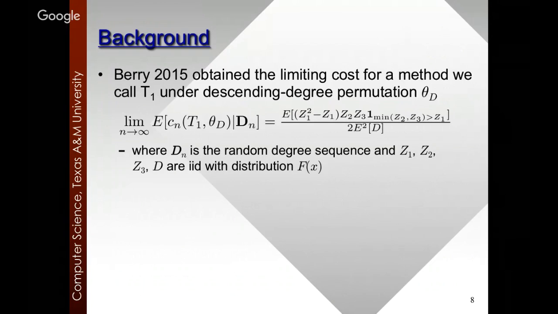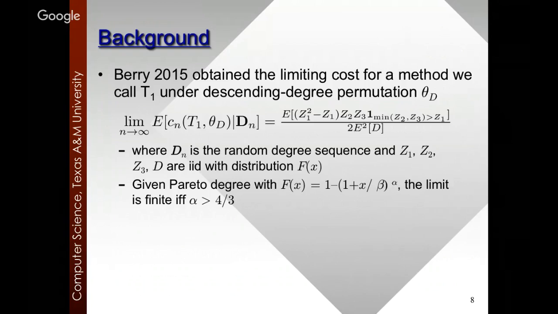So there was actually a prior result. In 2015, Barbieri obtained the cost for only one method, which we call T1, and under only one permutation, which is descending degree. This is quite a complicated formula, where Dn is the random degree sequence that the expectation is conditioned on, while there are four random variables in this equation, D1 to D3 and D, and they follow the same distribution F(x).